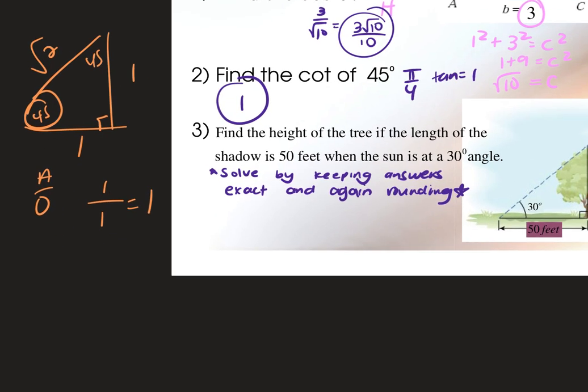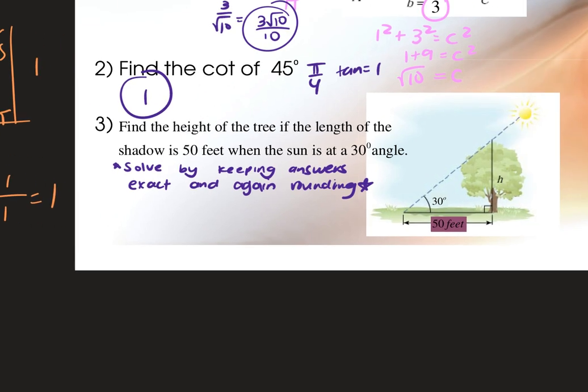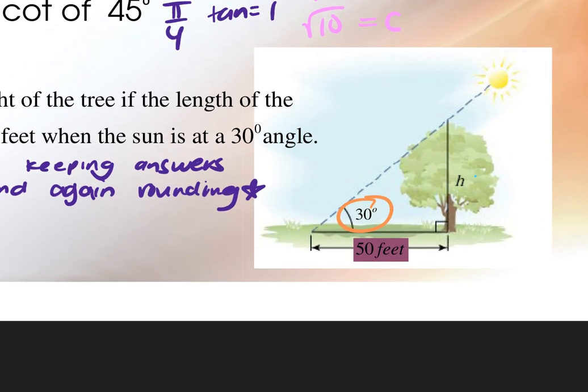For number 3, I said to do it two ways, only because this is 30 degrees. It would only work without a calculator if that was 30, 60, or 45. If it's any other angle, you'd have to have a calculator. It said to find the height of the tree if the length of the shadow is 50 feet when the sun's at an angle of 30 degrees. Keep in mind, this is a question I would expect you to be able to draw if you didn't have the picture. Opposite that 30 would be your A, and opposite the 60 would be A root 3. That's the side you're given.